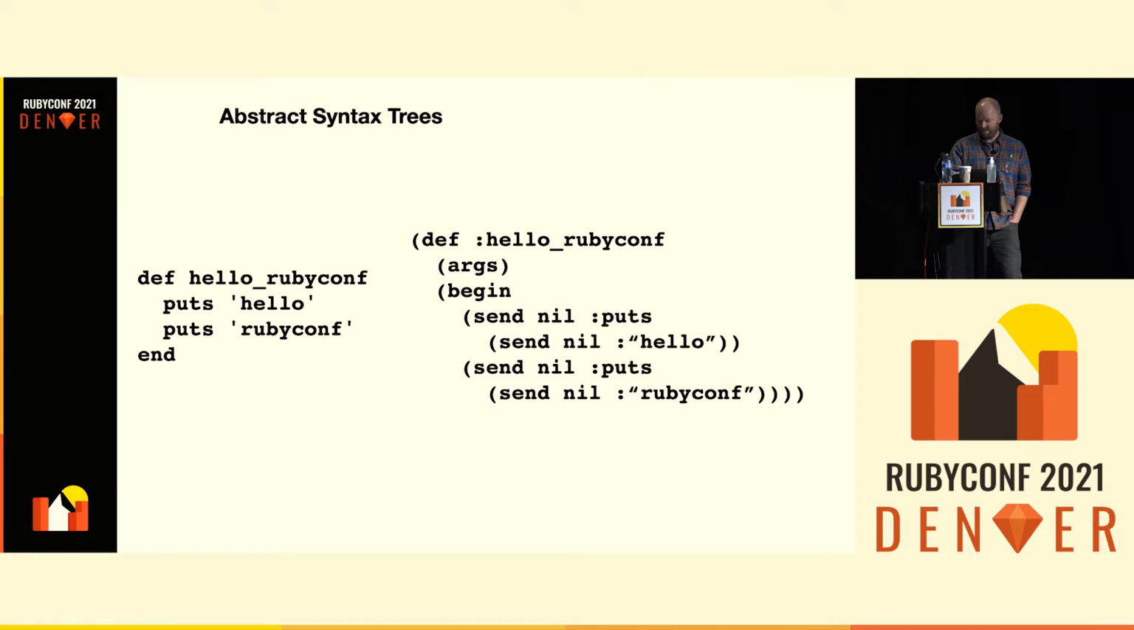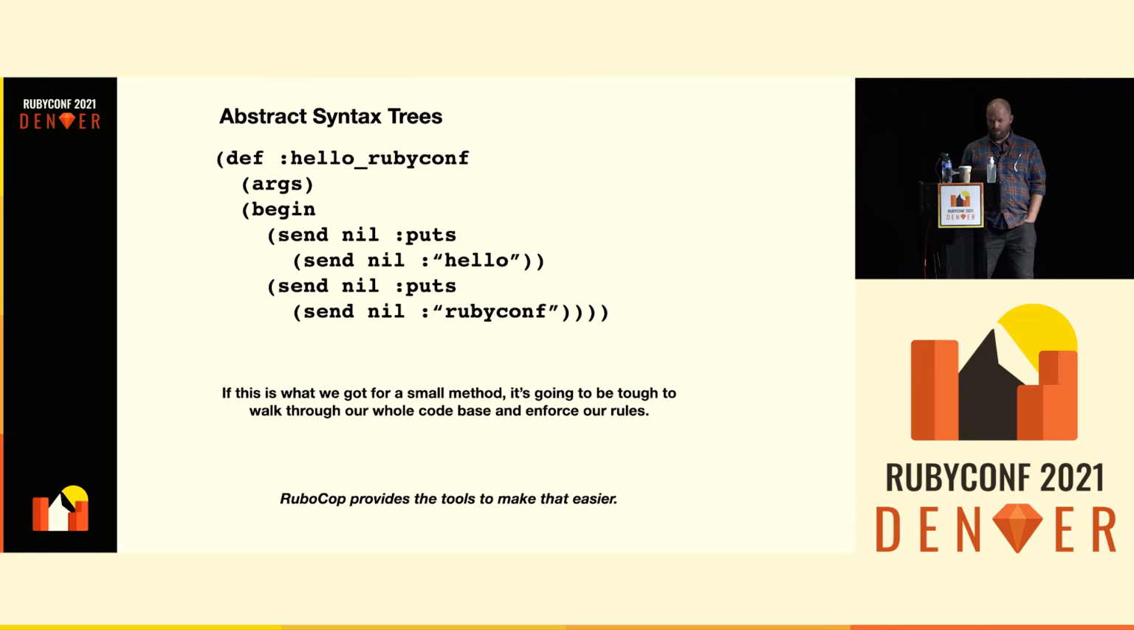So that is the core of what RuboCop works with. And essentially, that's the rationale for RuboCop. If that's what you get for 4 lines of code, then if you were trying to treat this as a string or iterate through this as a tree by looking at these indentation levels, if you just had this raw, it would be pretty painful to try to do anything with it. Things like Parser and RuboCop give us the tools to work with that more easily, and that's why we are here.